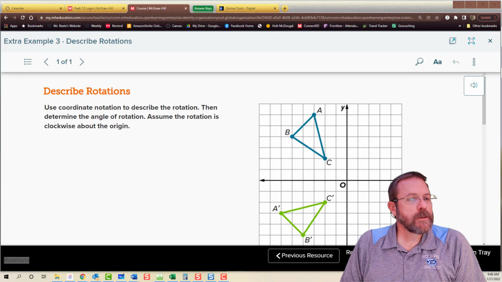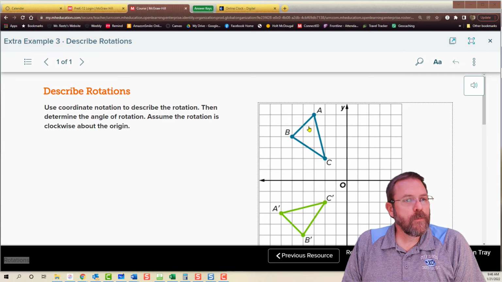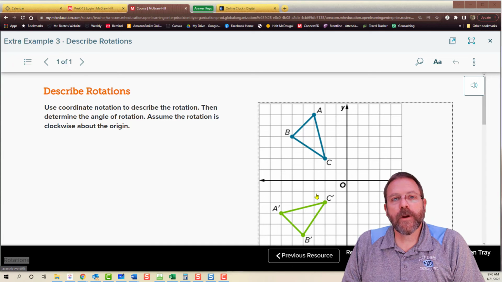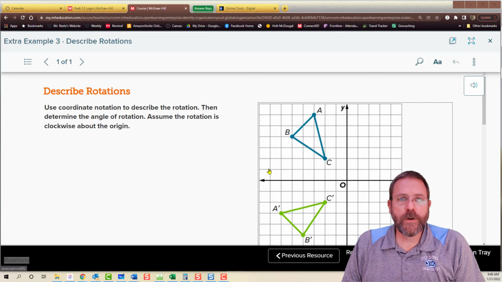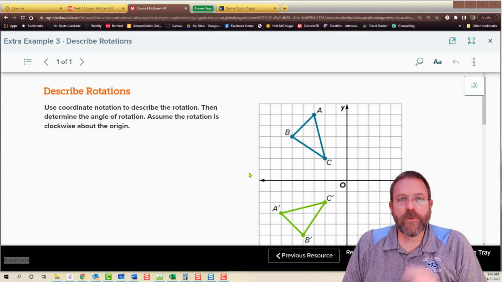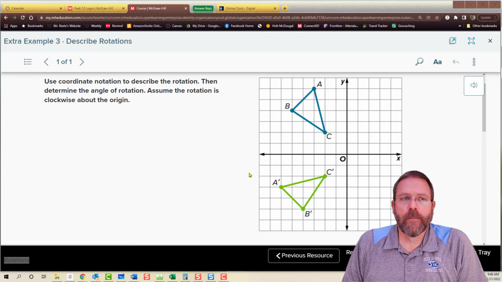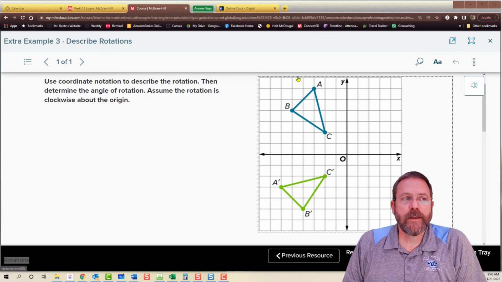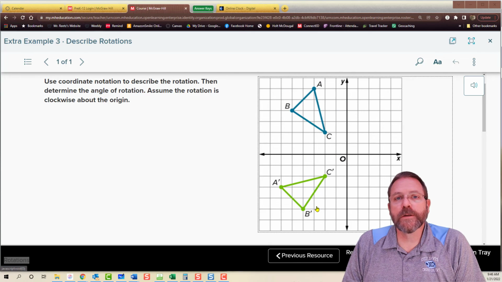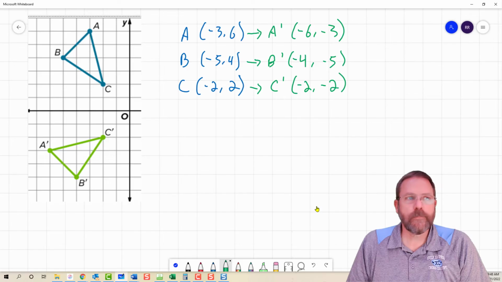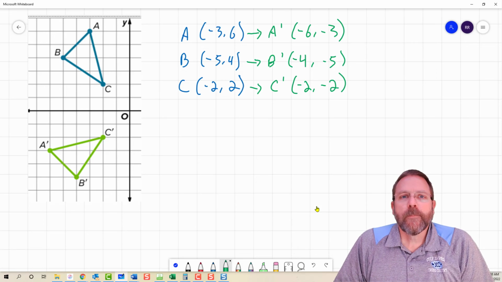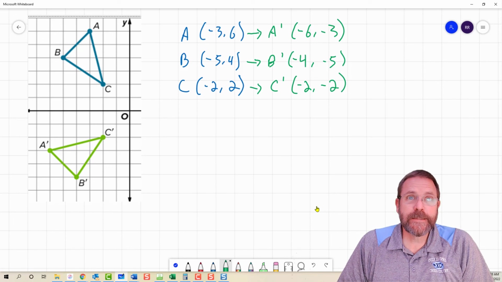So you guys are going to look at you have triangle ABC and you have A prime, B prime, C prime. And we want to know what type of rotation do you have going on around the origin here. Go ahead and pause the video, give you a hint. You need to start by writing down the coordinates of each triangle. So I went ahead and wrote down the coordinates of each of the points, A, B, C, and A prime, B prime, and C prime.